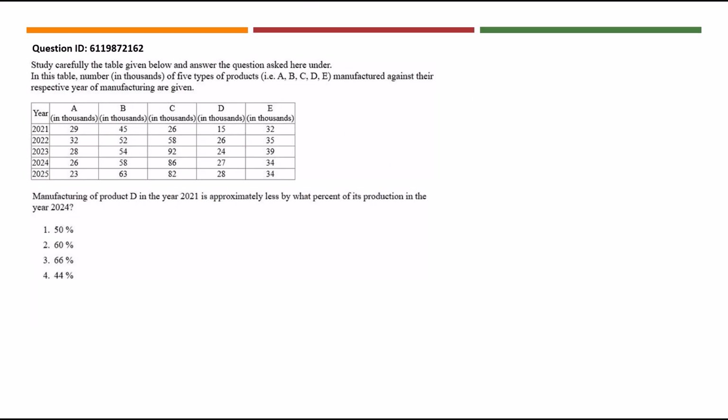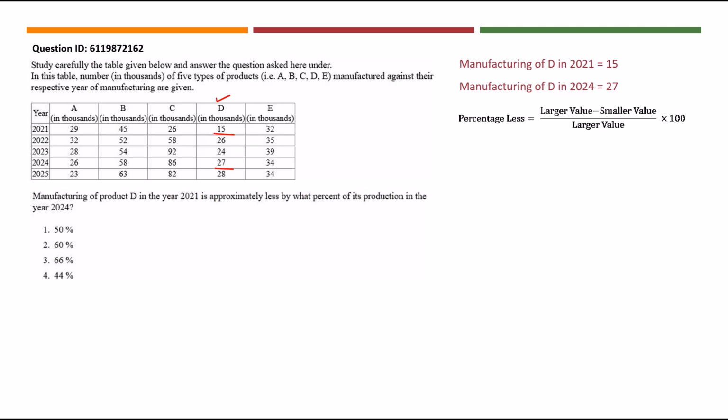Next question. Manufacturing of product D in the year 2021 is approximately less by what percent of its production in the year 2024? Manufacturing of D in 2021 is 15. Manufacturing of D in 2024 is 27. How do you find by what percentage it is less? Larger value minus smaller value divided by the larger value into 100 will give you the percentage. What is the larger value here? It is 27 minus smaller value is 15 divided by larger value 27 into 100. This will be 12 divided by 27 into 100.